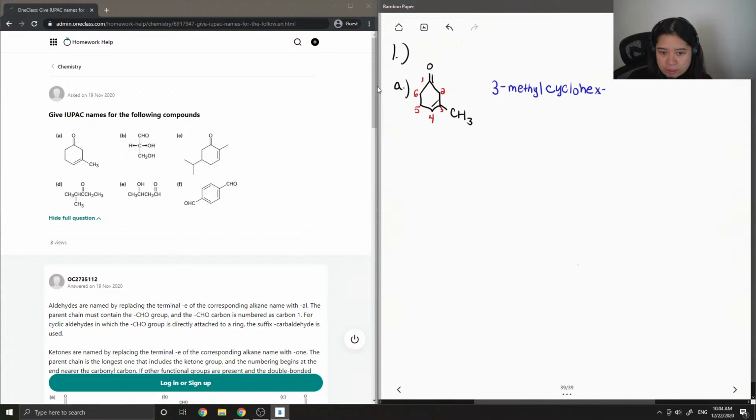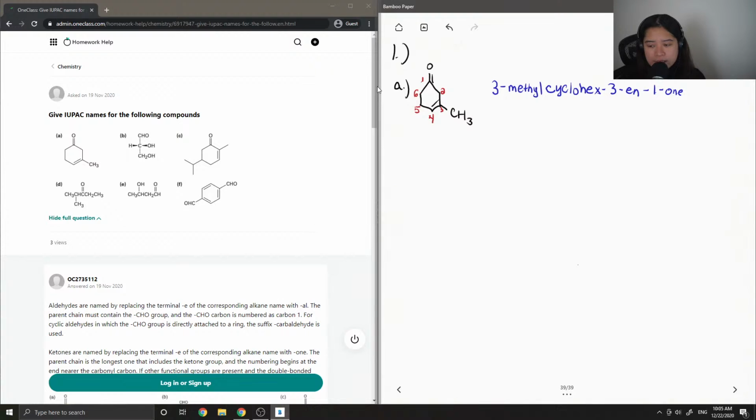So it's also on carbon 3. So I'll just write 3-en. Since it's a double bond, you put en. If it was a triple bond, we put yne. And then lastly, I just have to show that there is a ketone on carbon 1. So I would just go 1-one. Okay, so this gives us the name 3-methylcyclohex-3-en-1-one.